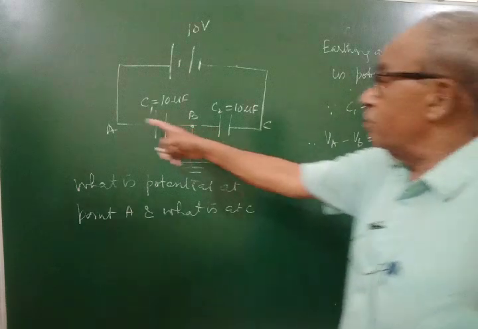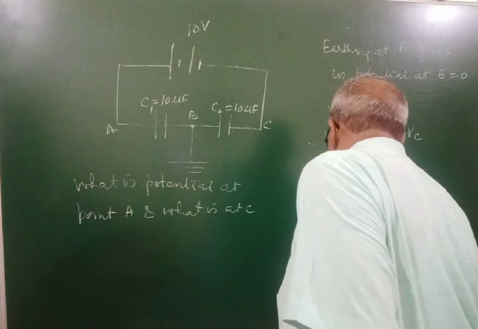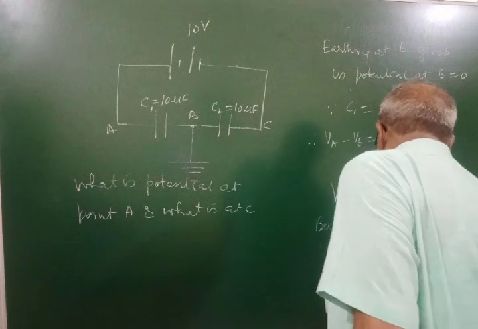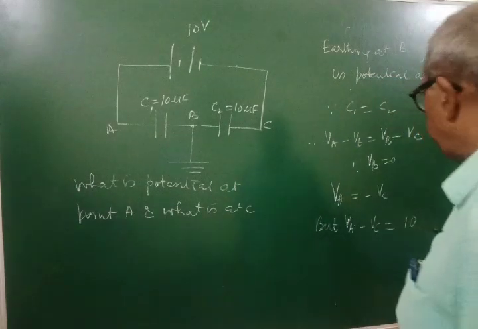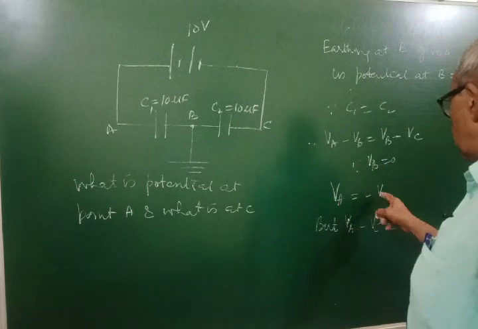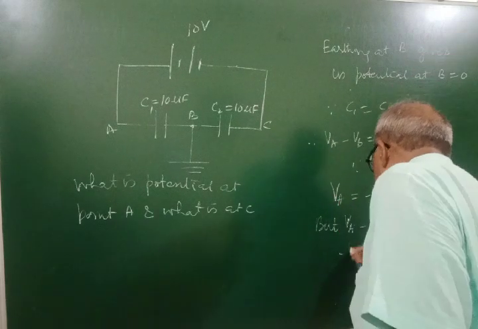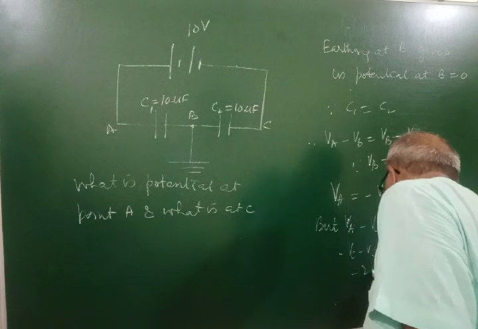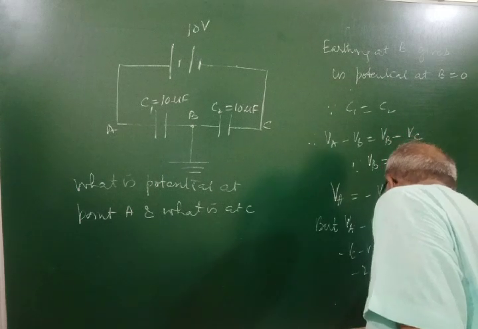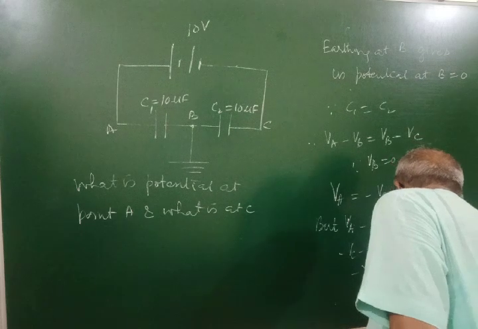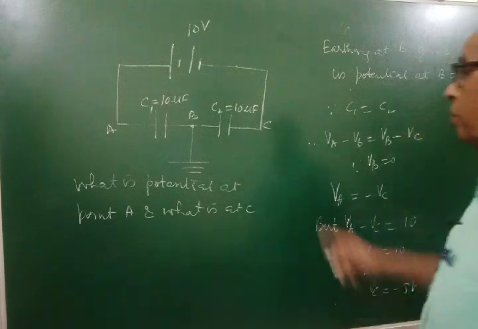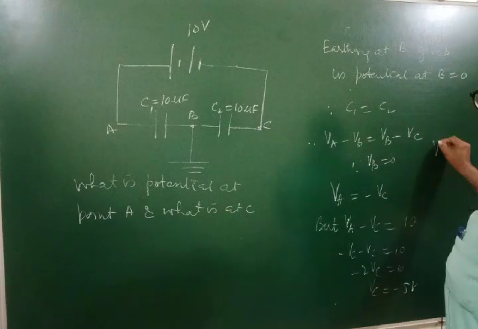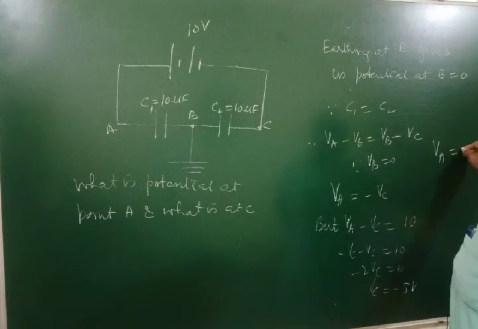But VA minus VC क्या है? VA minus VC equals 10. Put VA equal to minus VC, so minus VC minus VC is 10, so minus 2 VC is 10. So VC equals minus 5 volt. Potential at C is minus 5 volt, and that of A therefore is plus 5 volt.